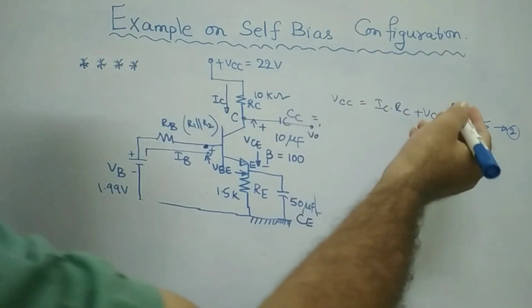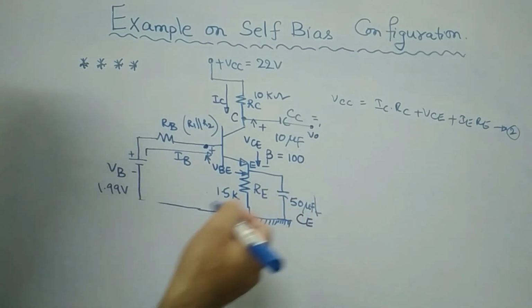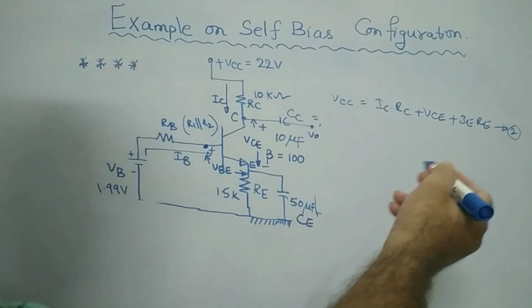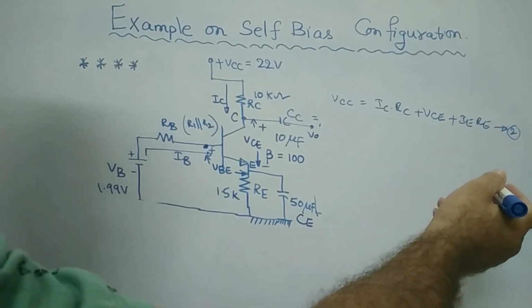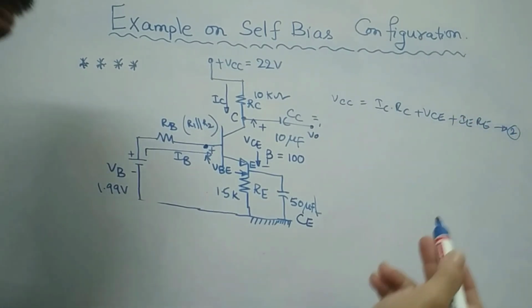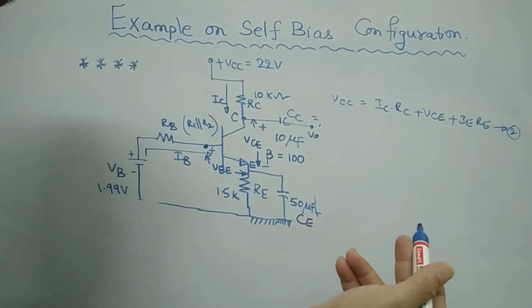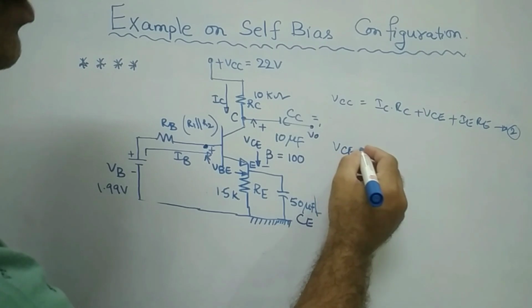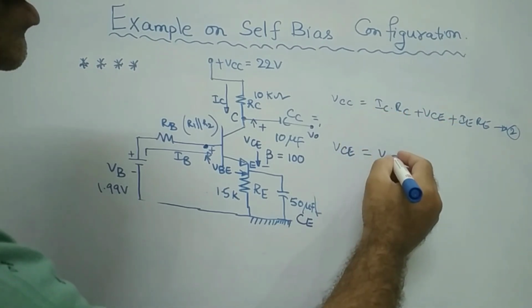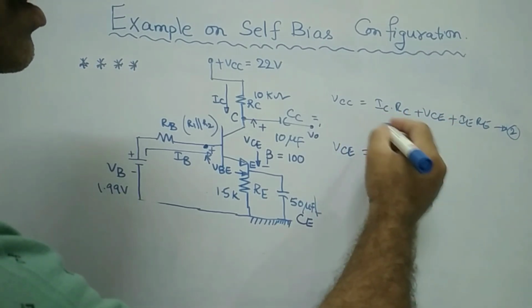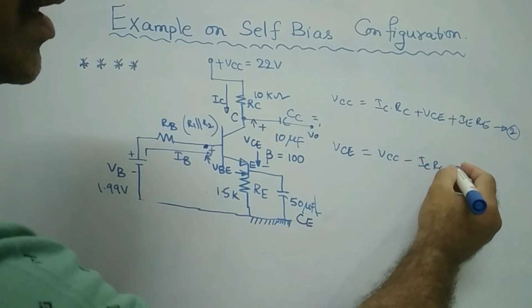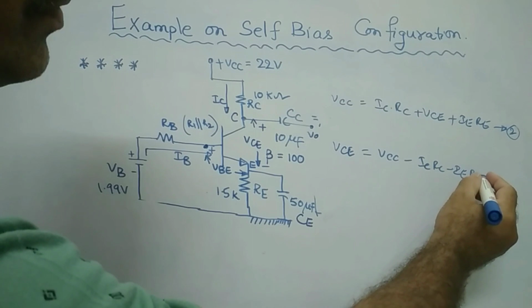Second equation. So from this directly, same way what we have done in the first step, same here, IE, right? What is that? IB plus IC. Or from there you can write 1 plus beta times IB. Is it not? You know everything. So from this directly I can write the expression for VCE is equal to VCC minus IC into RC minus IE into RE. You know everything.